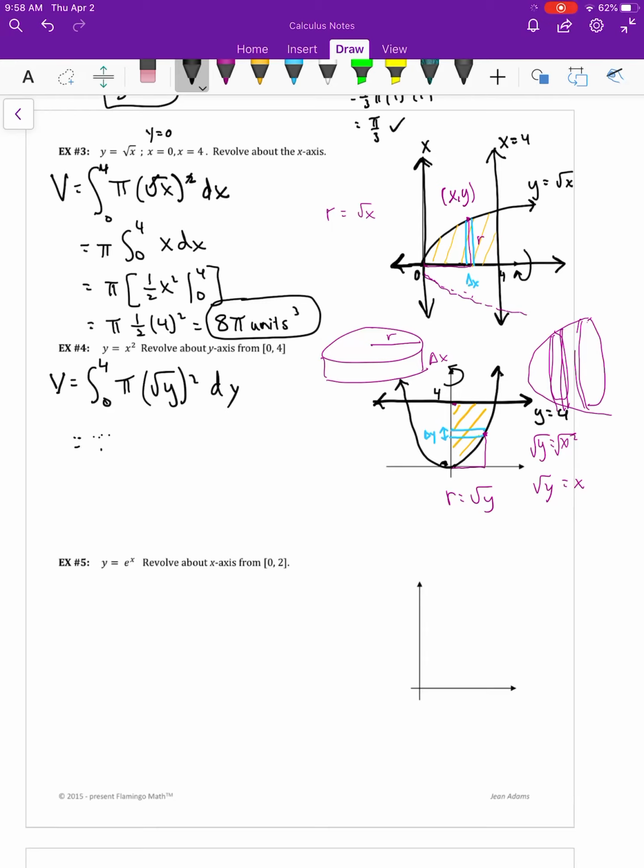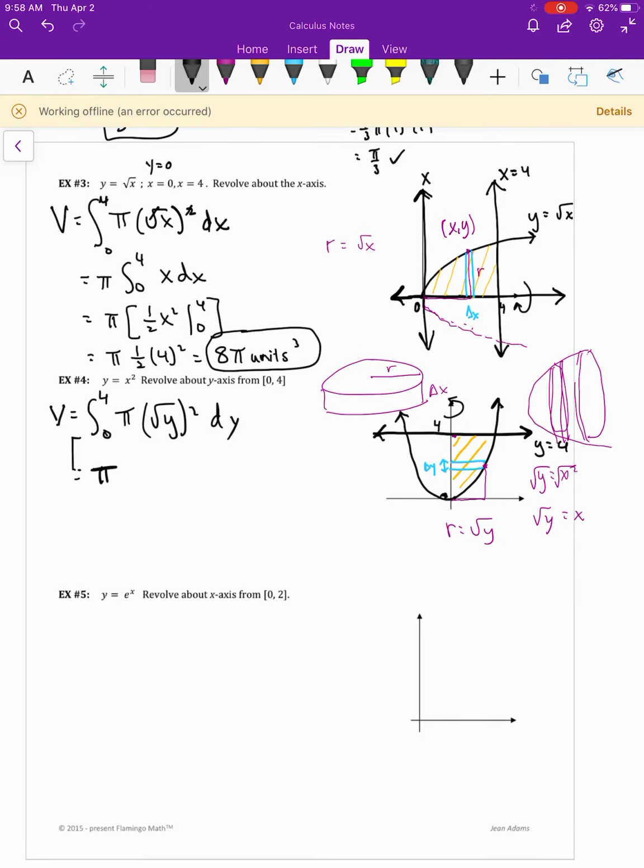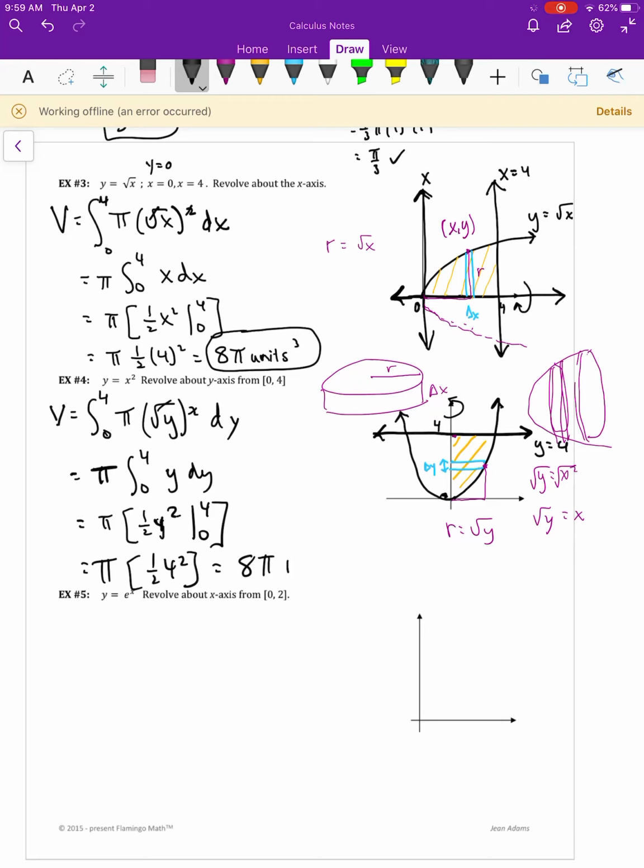And so bring your pi out front. And integration from 0 to 4, square root and the square go away, y dy. So pi, this is going to be 1/2 y squared from 0 to 4. So 1/2 4 squared minus 1/2 0 squared, so we don't have to worry about that. So this also is going to give me 8 pi units cubed.